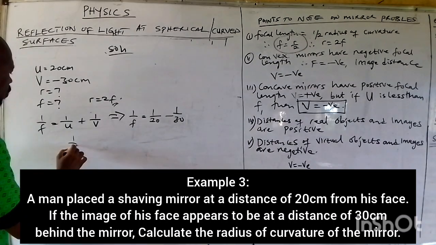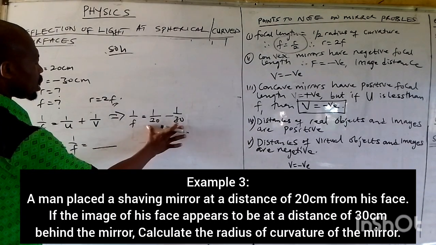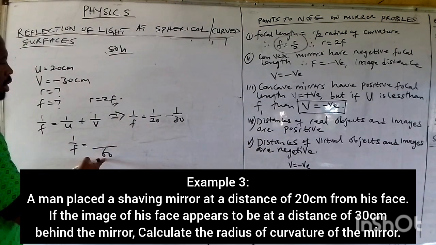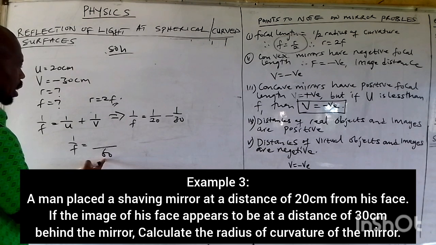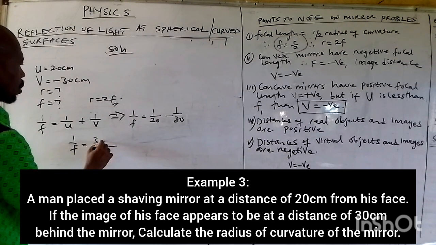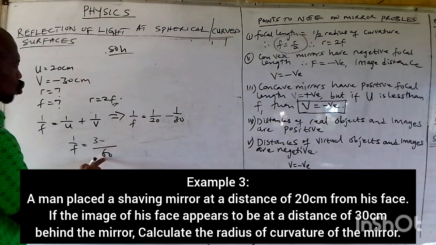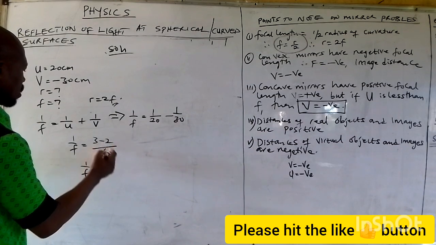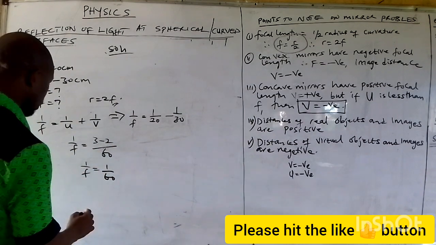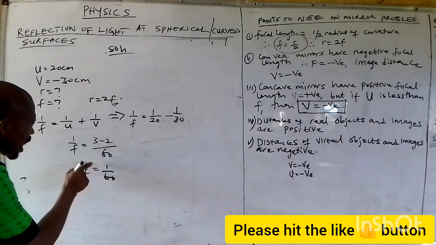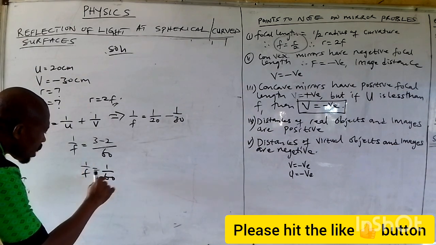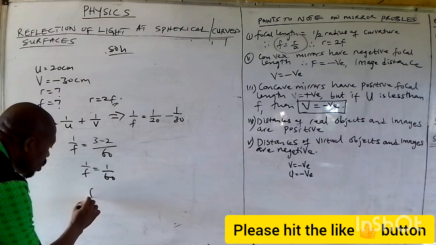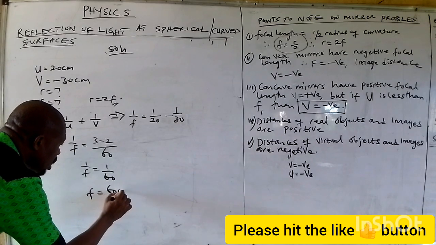So 1 over F equals, the LCM of 20 and 30 is 60. 60 divided by 20 gives us 3, 3 times 1 is 3, minus 60 divided by 30, which is 2, 2 times 1 is 2, which gives us 1 over F equals 3 minus 2, 1 over 60. Because 1 over F means inverse, turn this upside down, or do the multiplication: F times 1 is equal to 1 times 60. At the end of the day, you get that F is 60 centimeters.